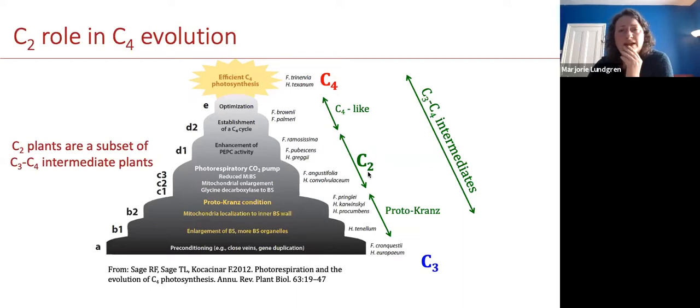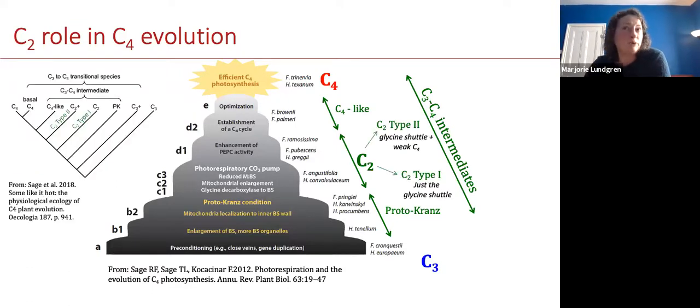These C2 plants are very specifically those that are using this glycine shuttle that I talked about in the previous slides. And then when you get a bit closer to C4, you have these C4-like plants, which are running a good amount of the C4 cycle as well. So what I want you to take away from this is that C2 photosynthesis, or these C2 plants, are a subset of C3, C4 intermediates, because you'll see both of these terms in the literature. A lot of times people use them interchangeably, and they're not exactly interchangeable, because C3, C4 intermediates is a broader term. C2 plants and C2 photosynthesis very specifically refers to these plants that are using this glycine shuttle.